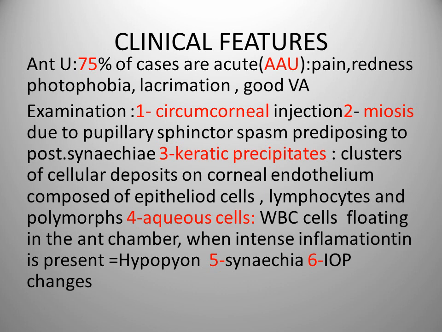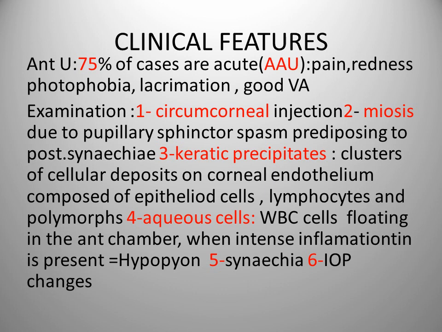Number 5, synechiae, which are adhesions. There may be anterior synechiae, between the anterior surface of the iris and the periphery of the cornea, and this will cause direct occlusion of the angle. And there may be posterior synechiae, between the posterior surface of the iris and the anterior surface of the lens, and if these occur over 360 degrees they may lead to what we call iris bombé, causing pupillary block glaucoma, then iris bombé, then secondary angle closure glaucoma.